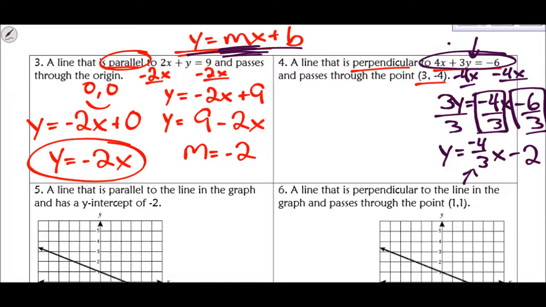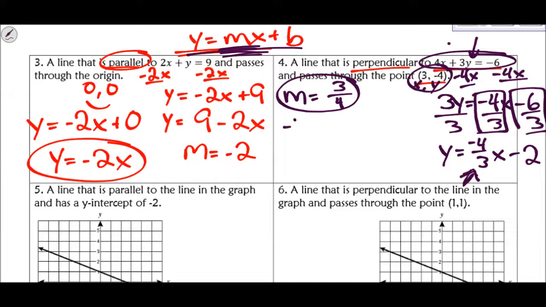It's perpendicular to this line. This is our original slope, and our line is perpendicular to that. So our new slope is going to be the opposite reciprocal of that, which is 3 over 4. I switch the sign from a negative into a positive, and I flip the fraction. It also passes through this point, this x and y. So I'm going to use those three pieces of information, the x and y, and the slope, to figure out where this y-intercept is going to be.